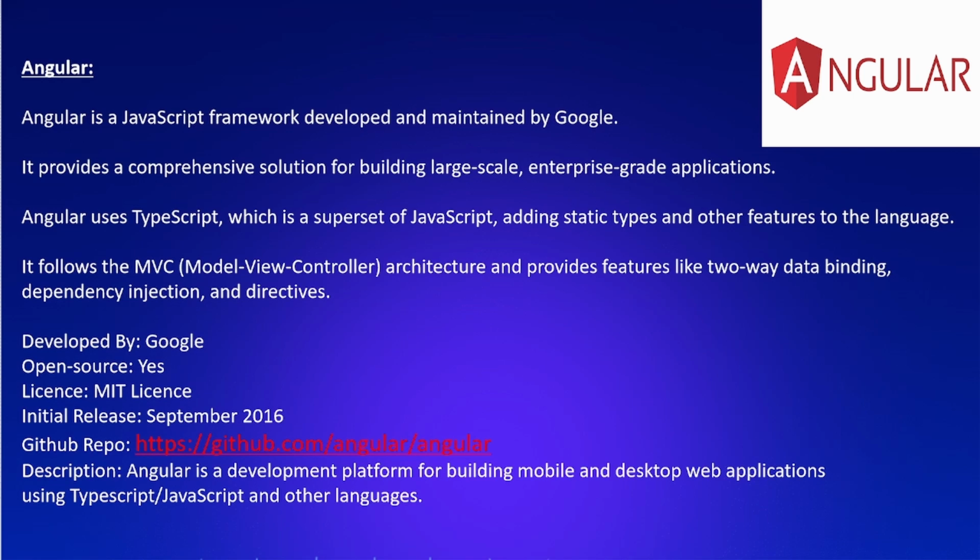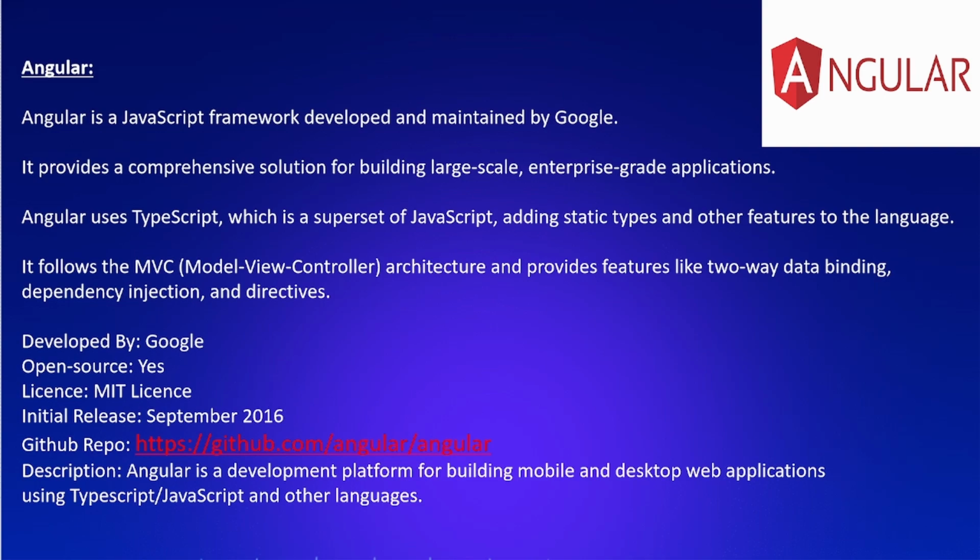Angular is developed by Google, is open source, and uses the MIT license. The initial release was in September 2016. This is the GitHub repo. The description says Angular is for building mobile and desktop applications using TypeScript, JavaScript, and other languages, but by default it is built in with TypeScript, guys.